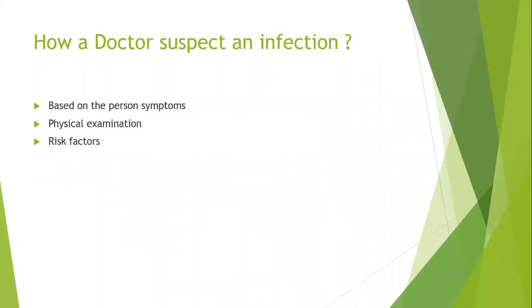So, how does a doctor suspect infection in a human body? He makes a suspicion on the basis of the person's symptoms by examining the physical condition of the person. On the basis of the symptoms and the physical examination, he determines the risk factors and evaluates which kind of disease it could be, or which kind of infection is causing these symptoms and physical conditions.